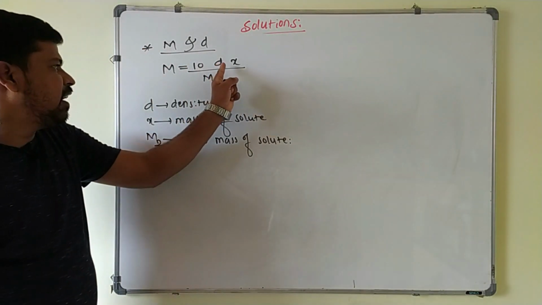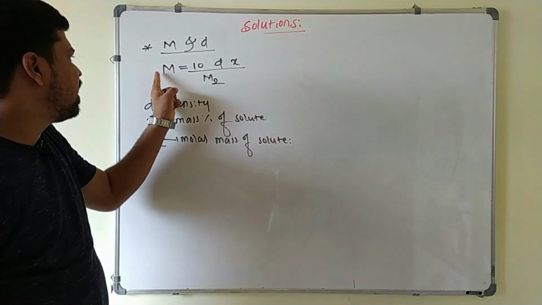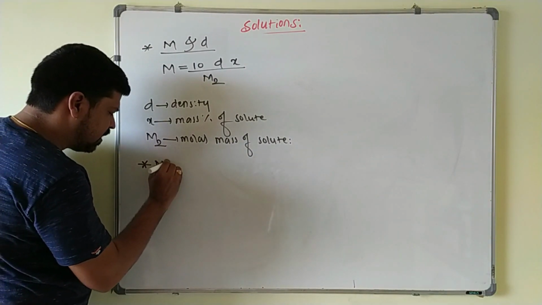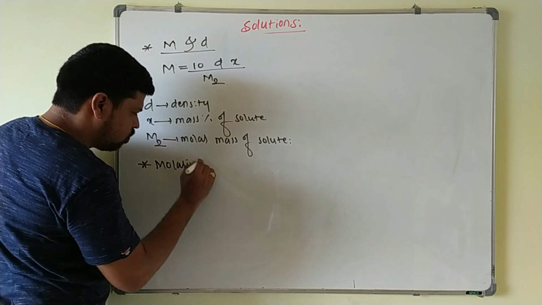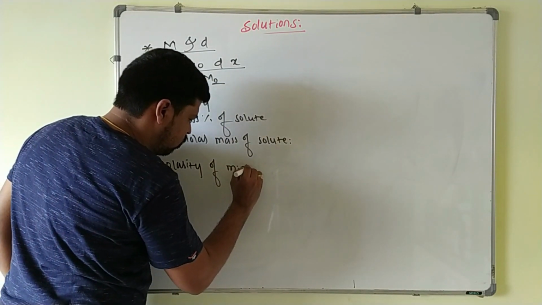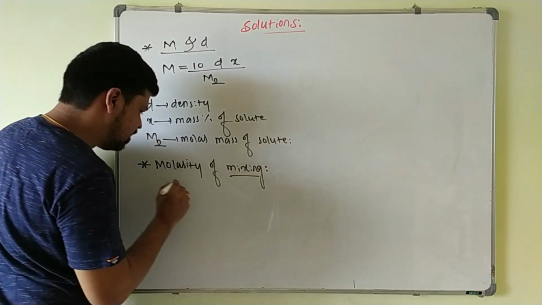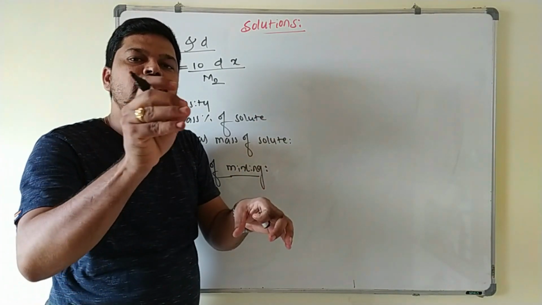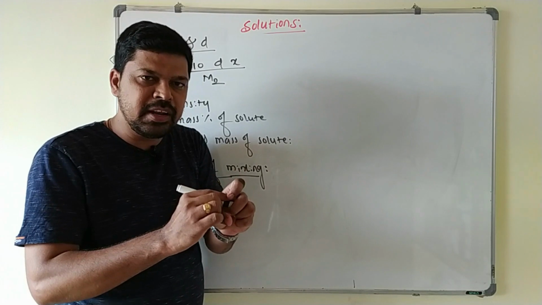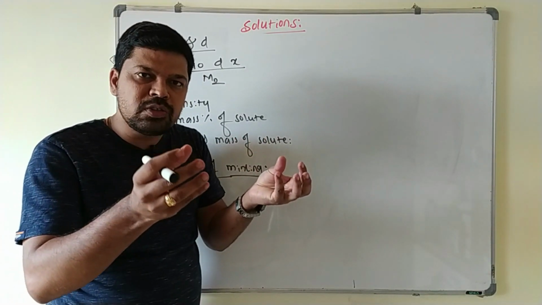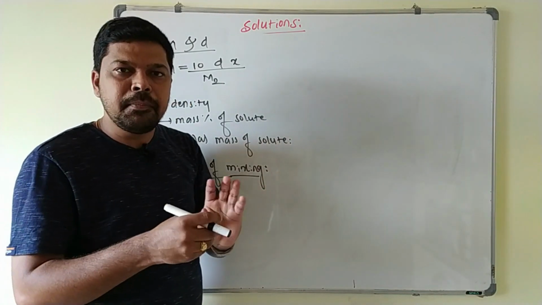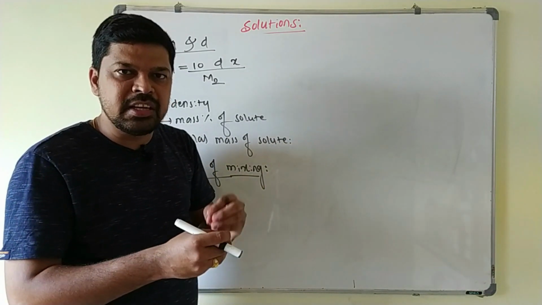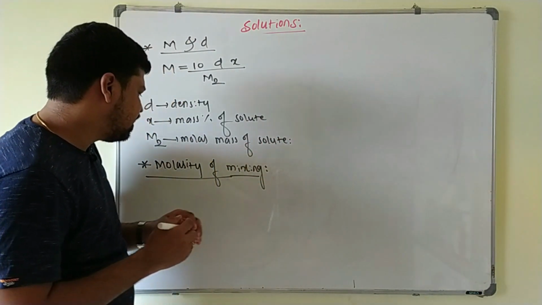So whenever the density and the mass percentage of the solute are given, you can calculate the molarity like this. Next one, molarity of mixing. This is a very important formula. Whenever two solutions of different molarity are mixed together, what will be the resulting molarity? There are two possibilities. One is you can mix two non-reacting solutions, like acid and acid, or base and base. Another possibility is you can mix two reacting solutions like acid and base, or one is an oxidant and another is a reductant.